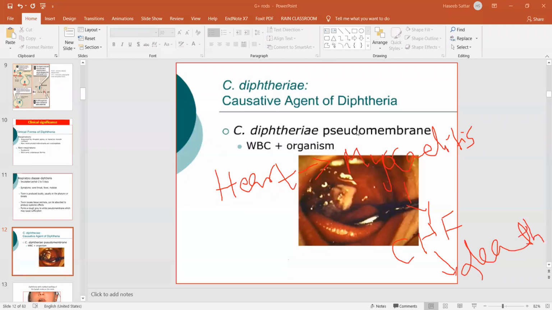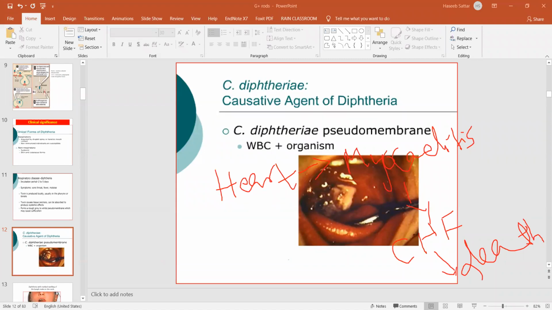So the systemic manifestation of this bacterial infection is, if the toxin enters into the blood, and through the blood the toxin enters into the heart, in the heart it can cause myocarditis. This myocarditis leads to heart failure, and heart failure ultimately means death.